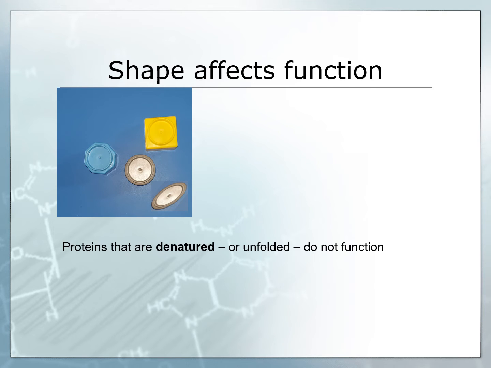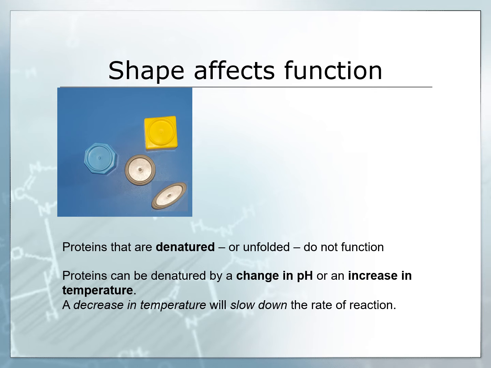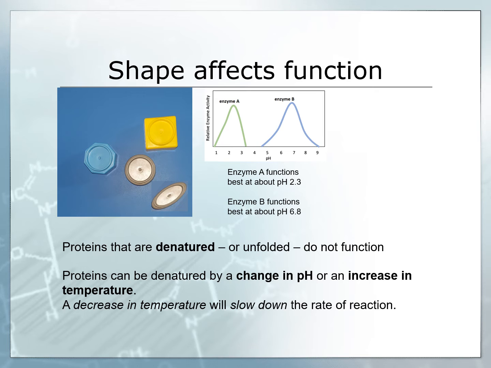If the shape of a protein is changed so that it no longer functions, it is said to be denatured. Proteins can be denatured by a change in pH or an increase in temperature. A decrease in temperature will slow down the rate of reaction. Remember that enzymes are proteins. You might see a graph like this. Every enzyme works best at a particular pH and temperature. If the pH is changed, the protein will denature.